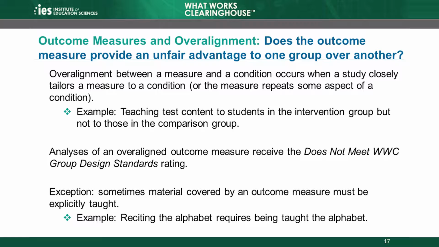If a study uses an overaligned outcome measure, the WWC will rate all analyses that use the measure as not meeting WWC group design standards. This rule does not apply if material covered by an outcome measure must be explicitly taught. For example, reciting the alphabet requires being taught the alphabet. The WWC would not consider this measure overaligned in situations where teaching young children to recite the alphabet is a developmentally appropriate component of the intervention.